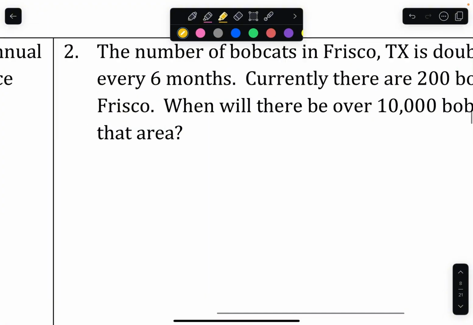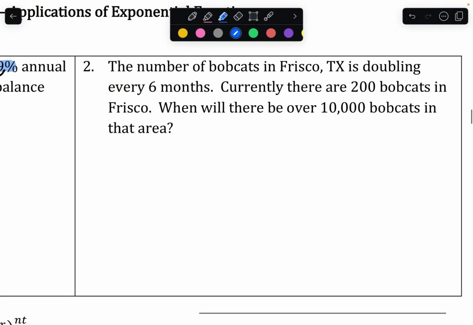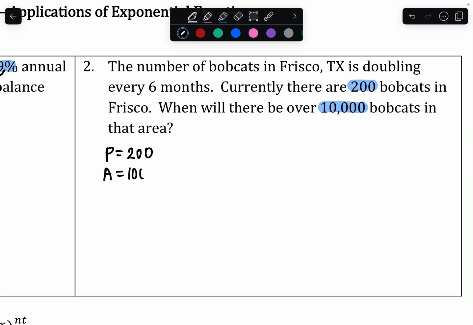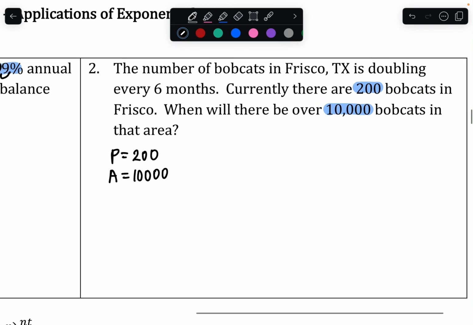Right, and this next one, the number of bobcats in Frisco, Texas is doubling every 6 months. Currently, there are 200 bobcats in Frisco. When will there be over 10,000 bobcats in the area? We are starting with 200 and we are ending with 10,000. So our present value is 200, future value 10,000. And then it is doubling every 6 months.